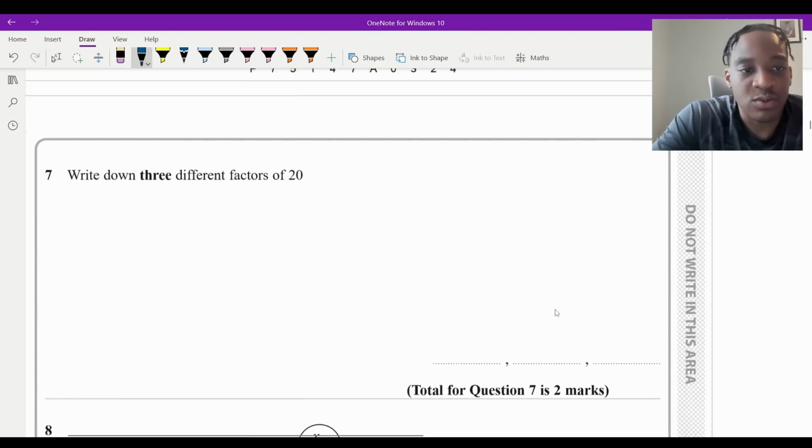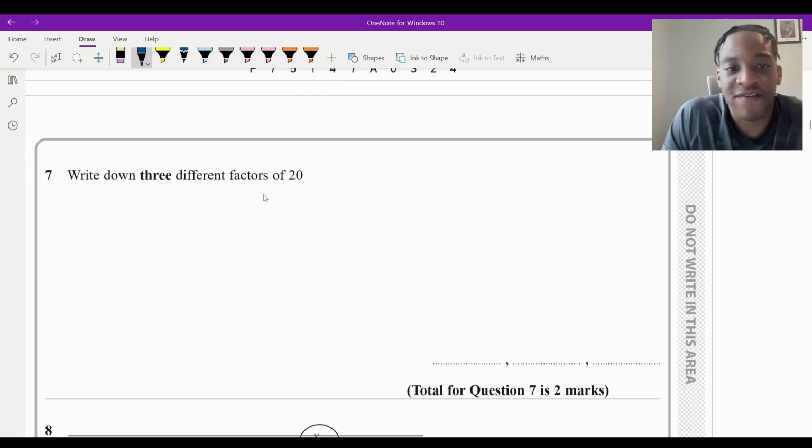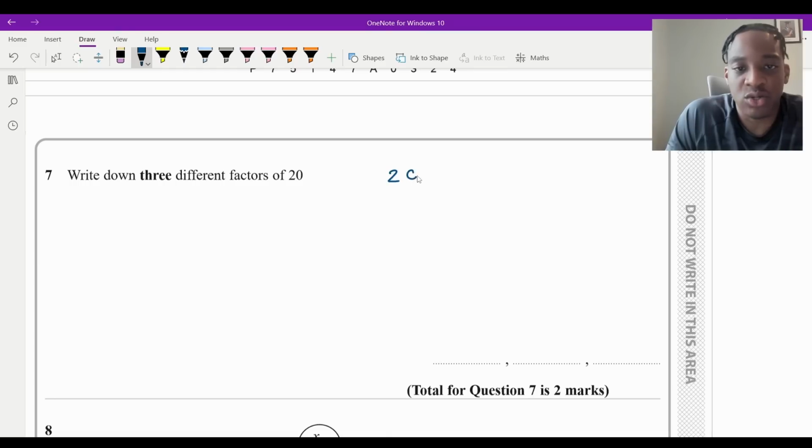Now, question 7 says we need to write down 3 different factors of 20. So you only need 3. So what I'll do is I'll just list all of them. So we know that 1 would be a factor, 2 would be a factor, 4 is a factor, so is 5, so is 10, and so is 20. So these are all of the factors of 20. We just need 3 of them. So I'll just choose the first 3. 1, 2, and 4. And that will be it for question 7.